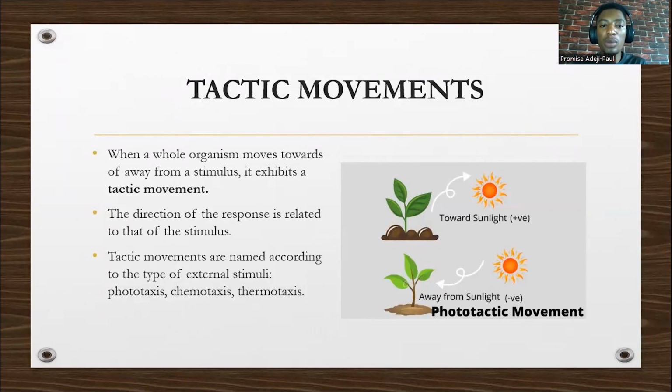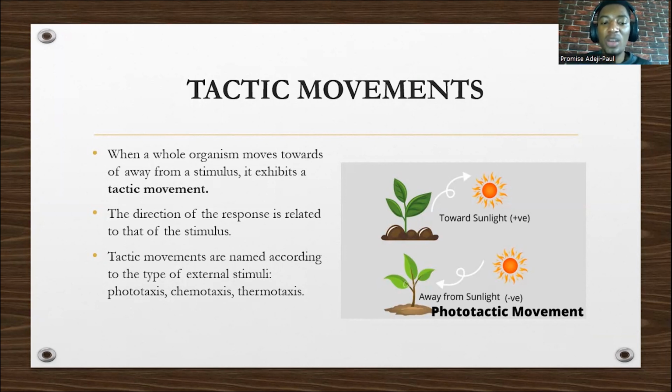So what about taxic response? When a whole organism moves towards or away from a stimulus, that is exhibiting a taxic response. It's like a taxi, when you enter a taxi, the taxi can move you around. So when the whole organism moves either towards, which is positive, or away, which is negative, we call it a taxic response. The direction of the response is related to that of the stimulus. So taxic movements are named according to the type of external stimulus.